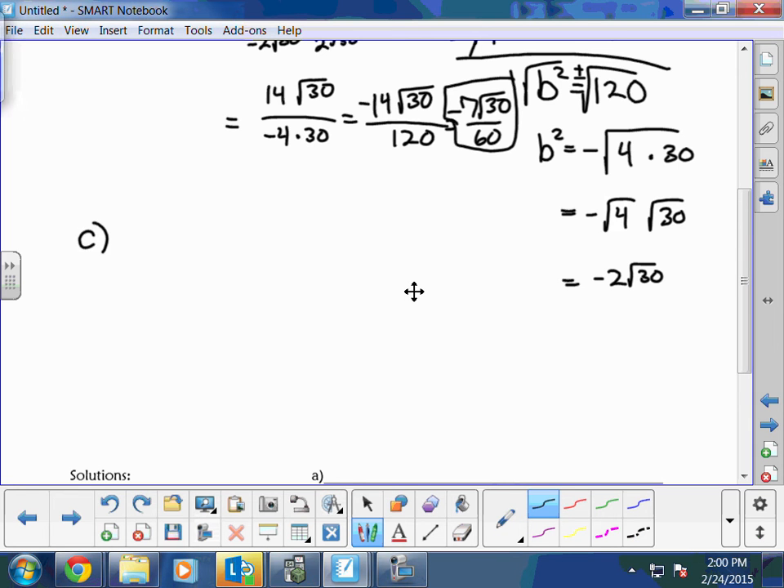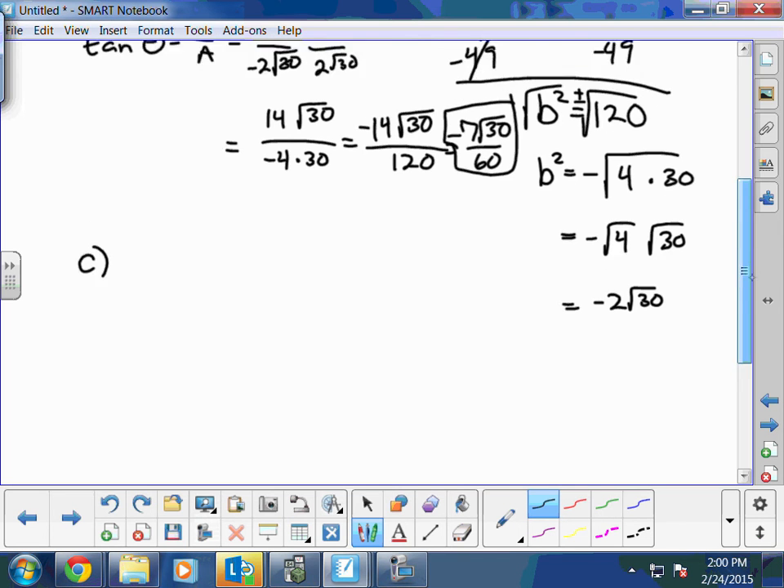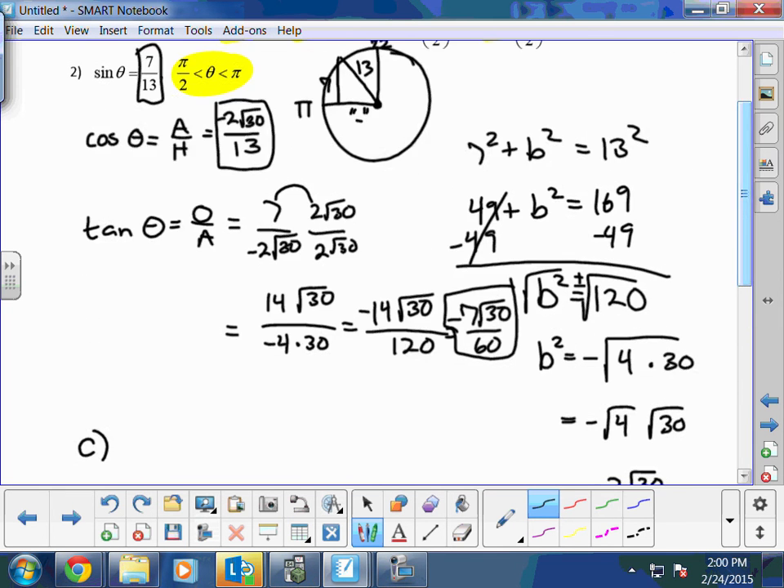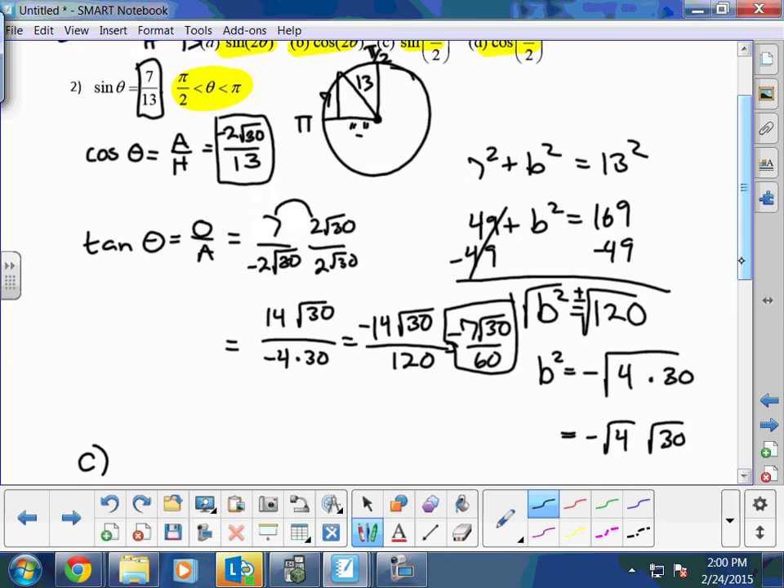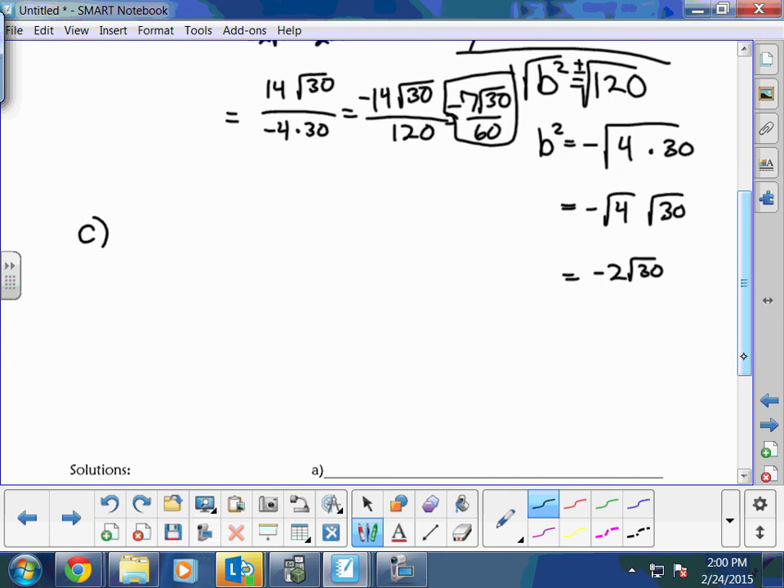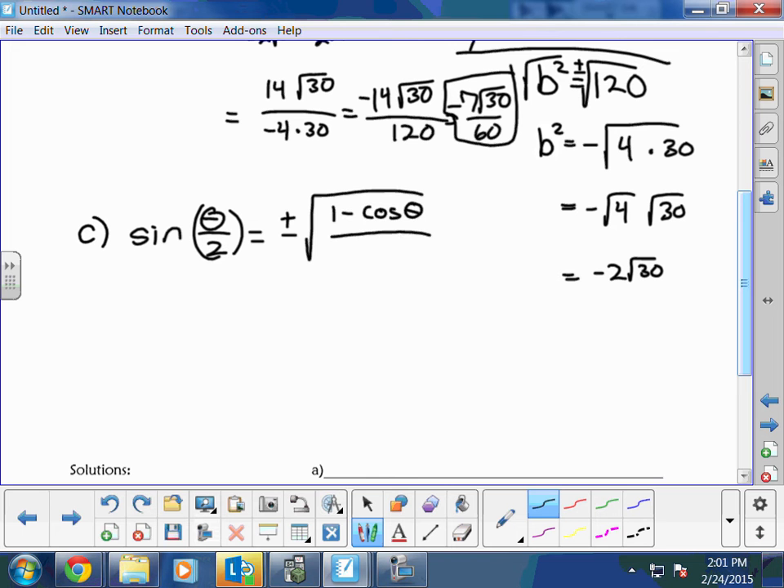So I'm going to just do C because I just wanted to practice probably one of the half angles, which is sine theta divided by 2. All right, so sine theta divided by 2 is going to be equal to plus or minus the square root of 1 minus cosine theta all over 2.